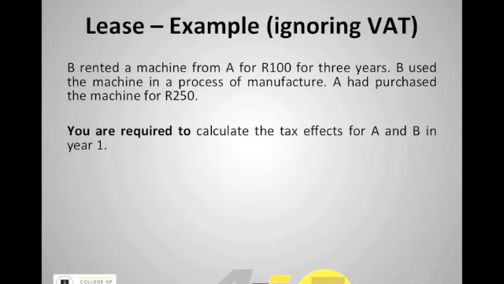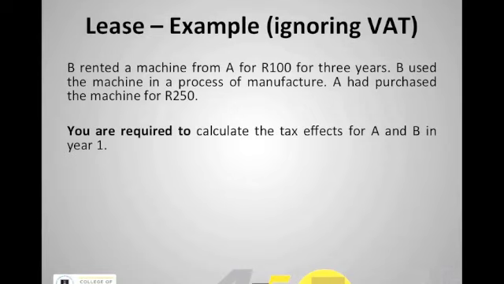So let's have a look at some simple examples where we can distinguish a lease from a suspensive sale agreement. In this example, B rented a machine from A for 100 Rand for 3 years. B used the machine in a process of manufacture, and A had purchased the machine for 250 Rand. You're required to calculate the tax effects for A and B in year 1.